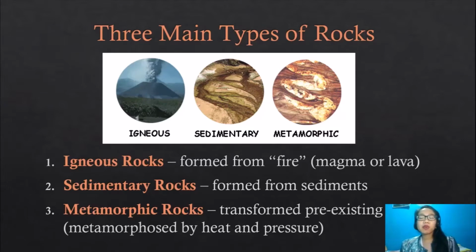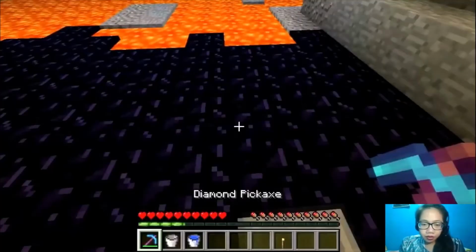And then you have your metamorphic rock, which is, if you know the term morph, it means change. So metamorphic rocks must come from pre-existing rocks. So it could either be igneous, sedimentary, or another type of metamorphic rocks. And due to environmental factors, it changed to a different type of rock through metamorphosis. Great.